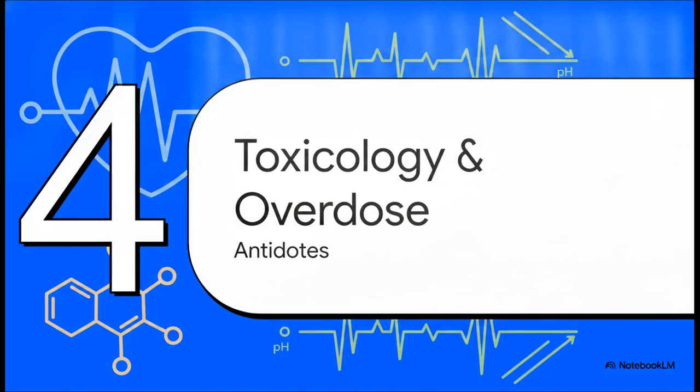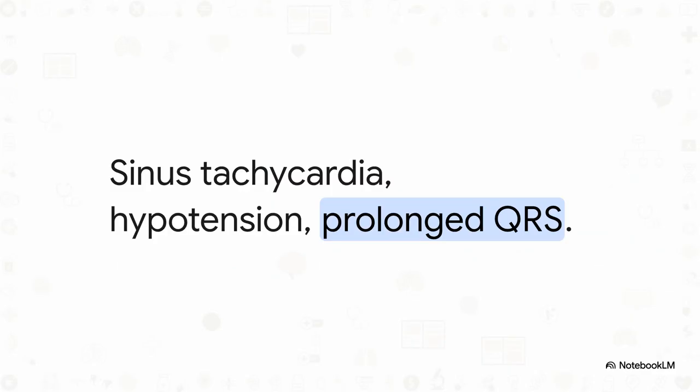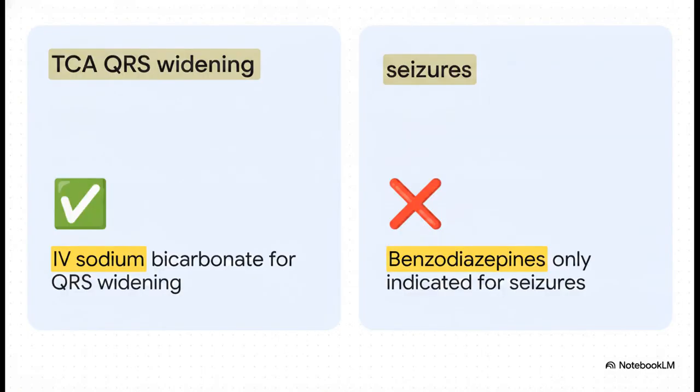Section 4. Toxicology and overdose antidotes. Here, we rely on strict ECG and metabolic parameters. Case 7. An overdose patient presents with sinus tachycardia, hypotension, and a prolonged QRS interval. The best next step immediately is to administer intravenous sodium bicarbonate. The clue is that QRS widening pointing directly to TCA toxicity. It's a vital algorithmic decision point. The distractor, benzodiazepines, is wrong here for pure QRS widening. However, it would be the correct answer if the patient were actively exhibiting TCA-induced seizures.